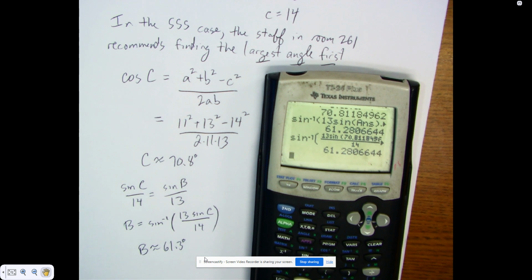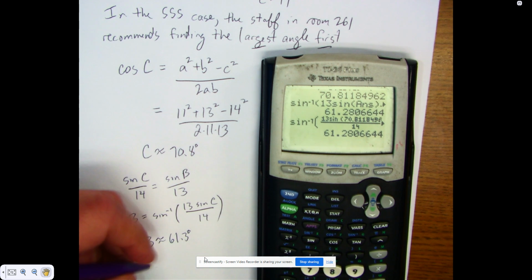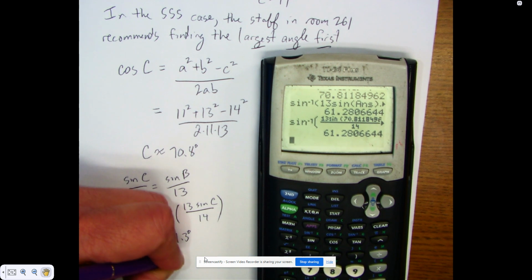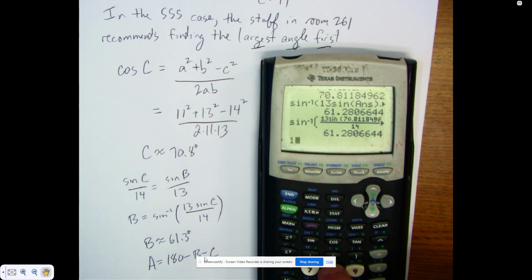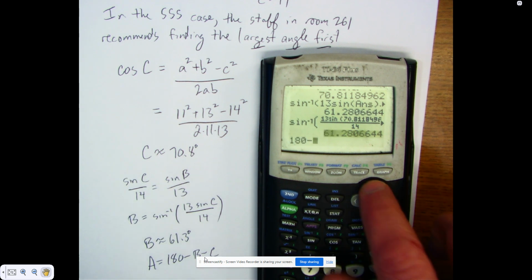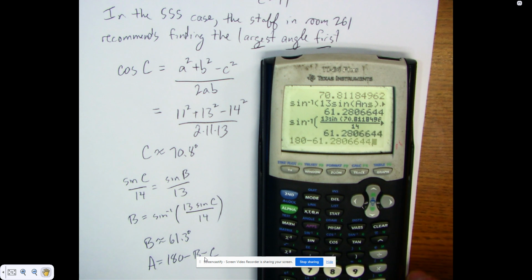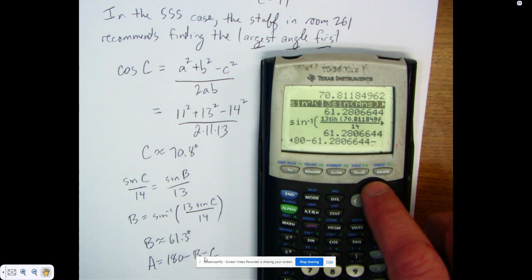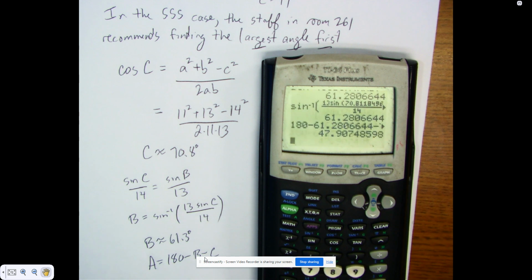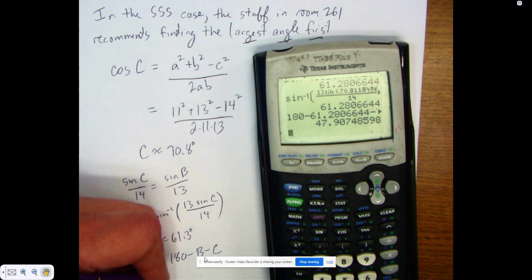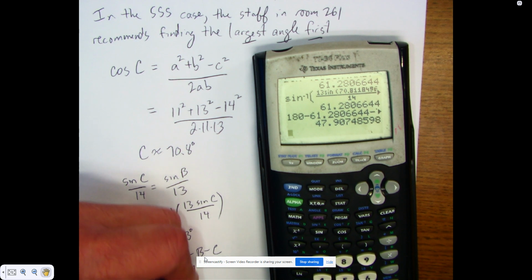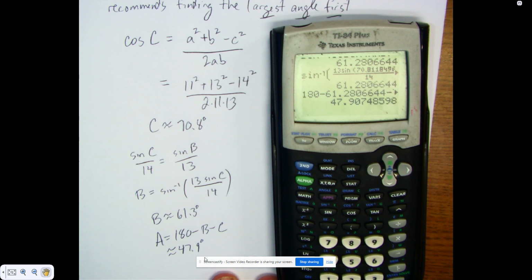So now we've got C and we've got B. And of course, A is 180 minus B minus C. And so that's 180 minus that number I just found, and then minus the number I had earlier. And so you can see that that's 47.9 degrees. And so you could double check to make sure that those angles all add up to 180. That's not such a bad idea at all.